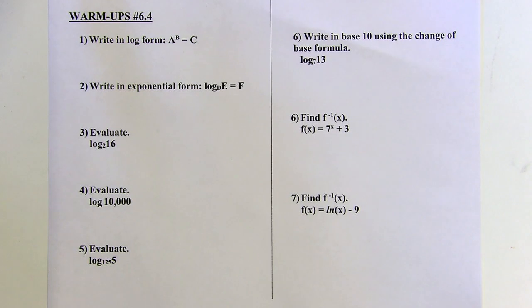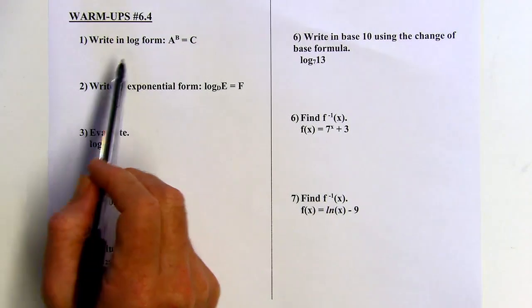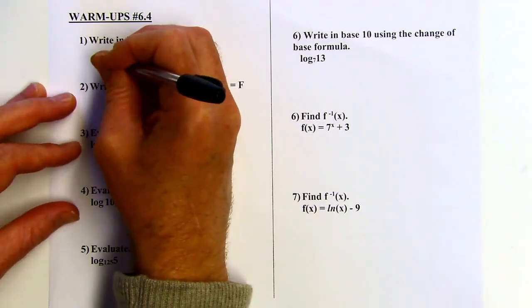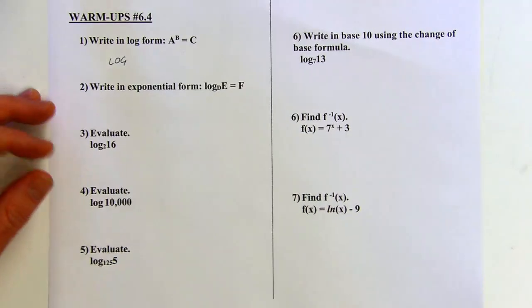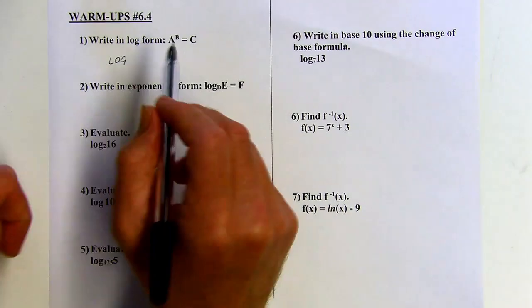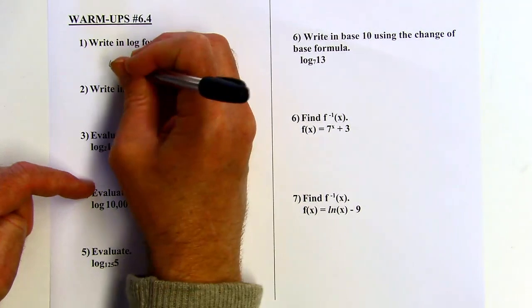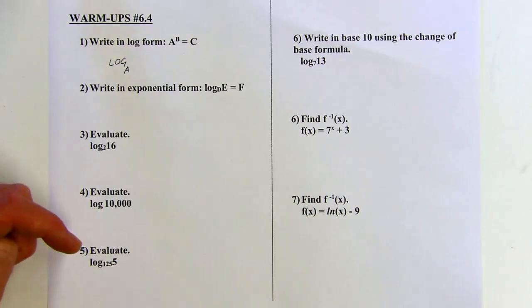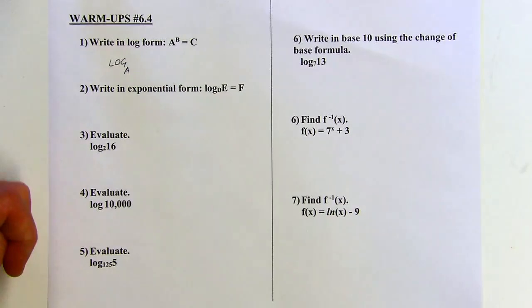Okay, here's warm-up 6.4. We're going to write this in log form. So to write an equation in log form, first just write the word log. The base here is a, so the a is going to be the base, a little footnote in log form like that. It's right below log, okay?